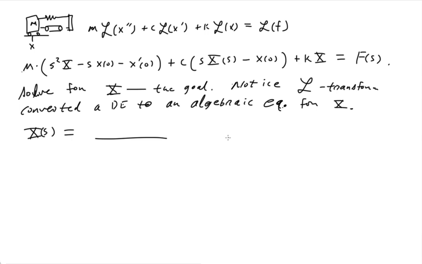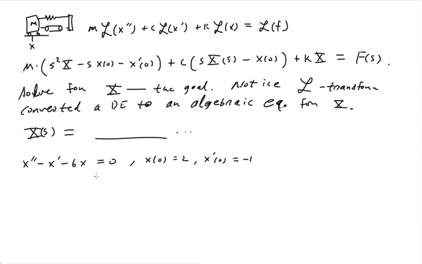pretty straightforwardly. Rather than doing it for a general one, I'd like to do it actually for a very specific one. Let's try it for a specific one. So let's try it for this one. X double prime minus x prime minus 6x is equal to 0. All right, we're going to try a homogeneous equation, and we're going to try it for x of 0 equal to 2, and x prime of 0 equal to negative 1.